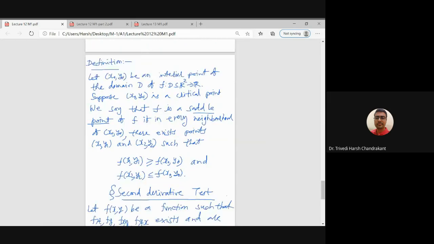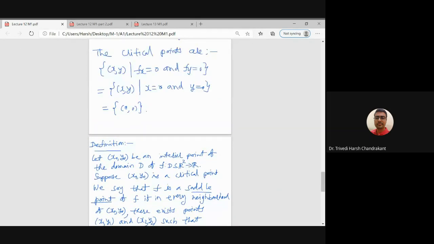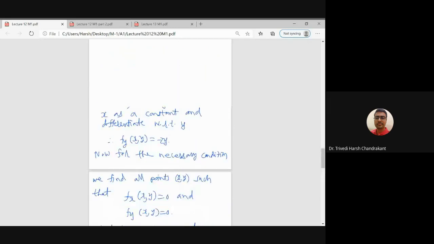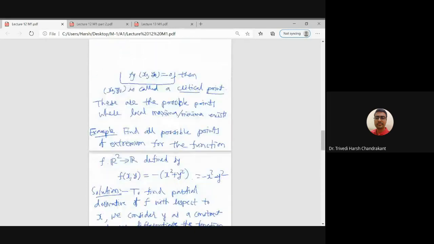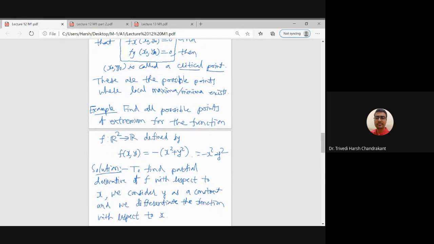So in the last lecture we discussed the notion of local maximum minima, and to find local maximum minima, first we find the critical points by solving two equations, which are fx equals 0 and fy equals 0, and all the solutions of these two equations are known as critical points.